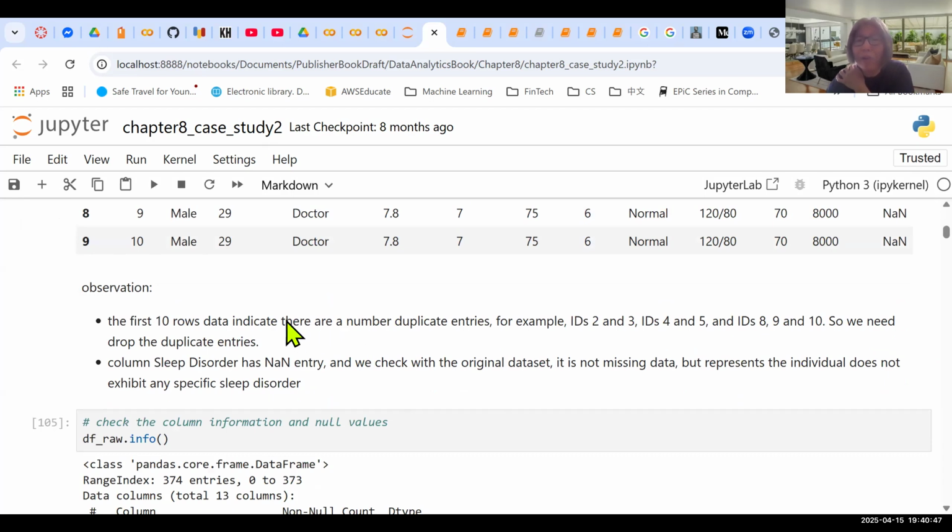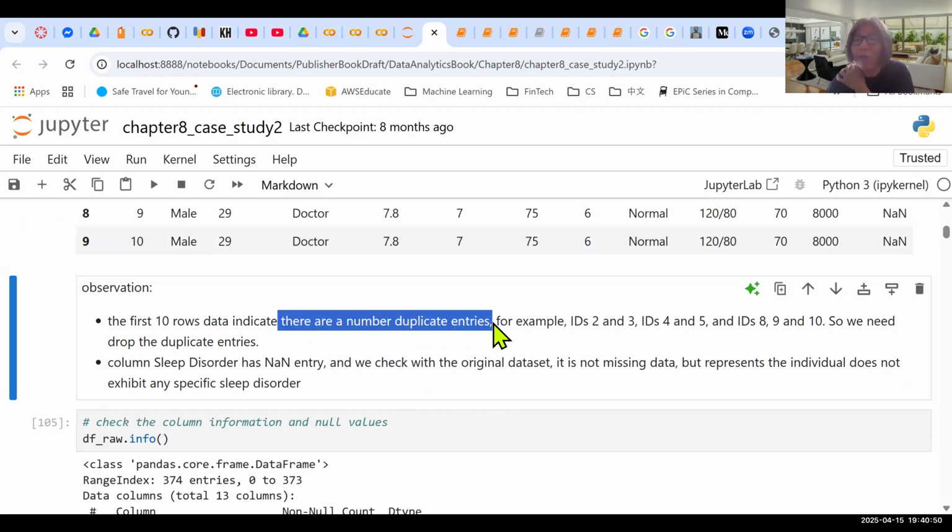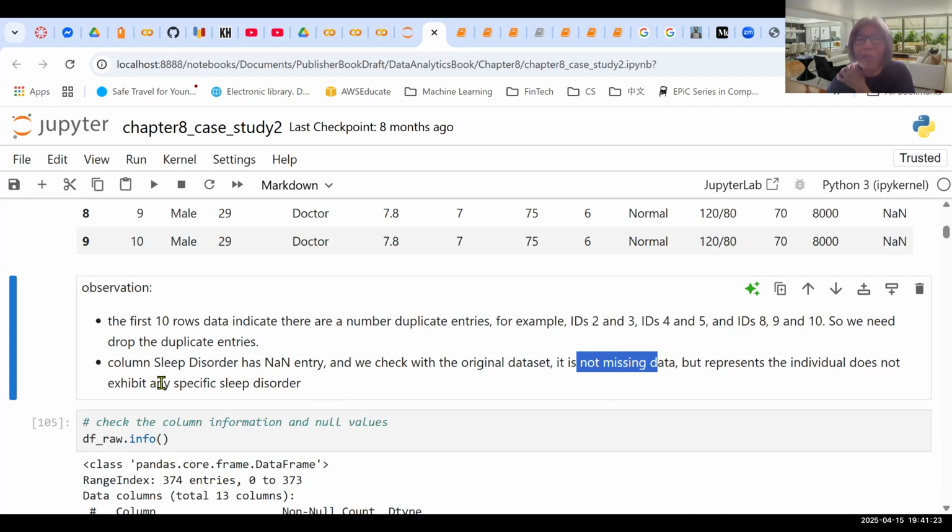You can just notice there are a lot of duplicate values, and here are some examples. Because of duplication, we need to drop the duplicate entries. Also, the sleep disorder column has quite a number of null values. If you do a more careful examination, you will find that it's basically not missing data. It just represents individuals who do not have a sleep disorder, so they didn't record it.